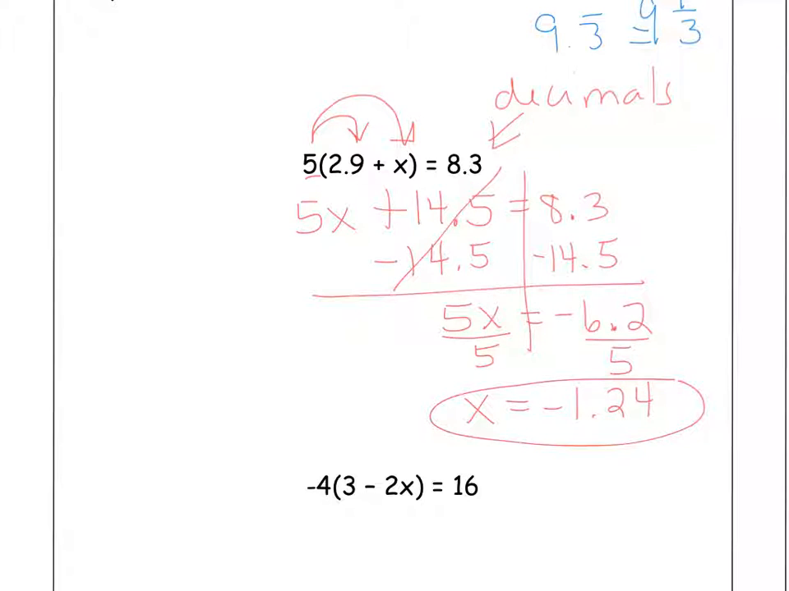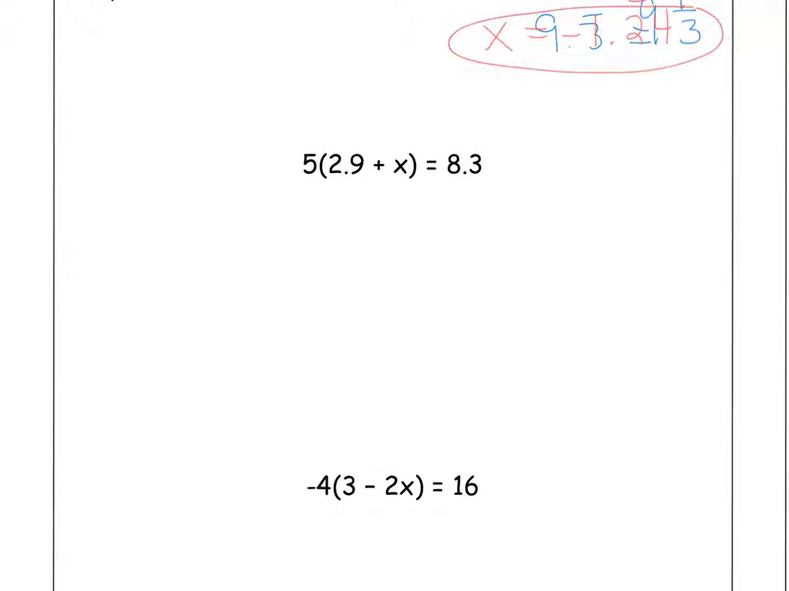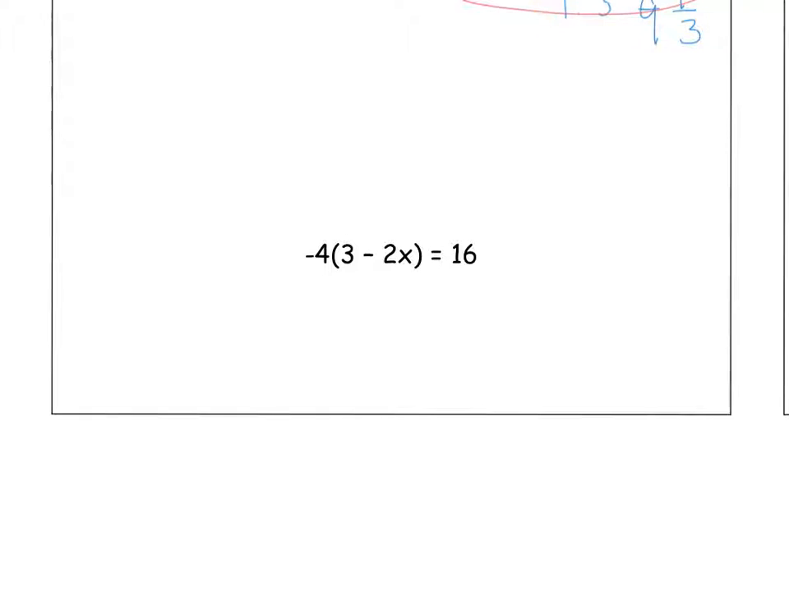And our last one here. So I'm going to multiply once again, double share, distributive property, negative 4 times 3. And I'm also going to double share and do negative 4 times negative 2x. So negative 4 times negative 2x is positive 8x. And negative 4 times positive 3 is negative 12.